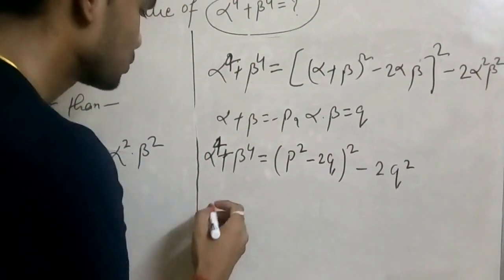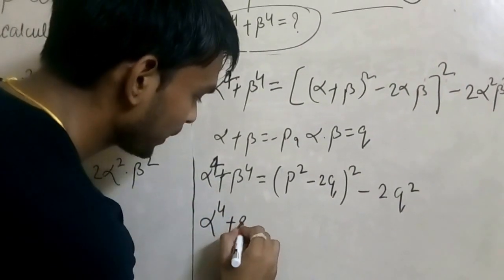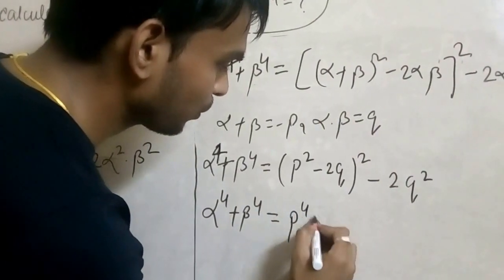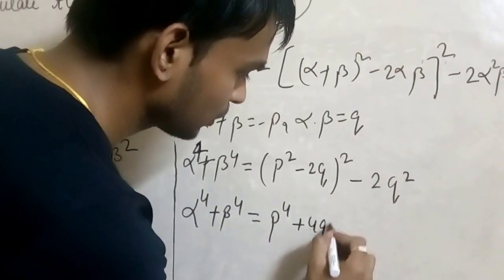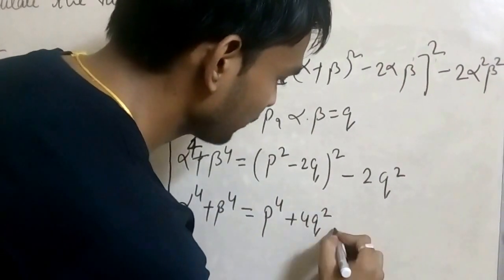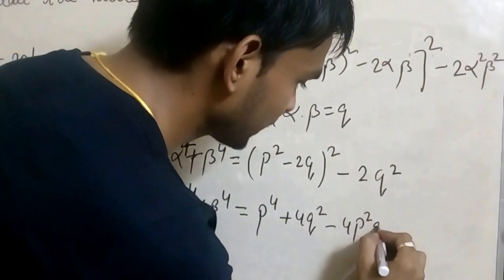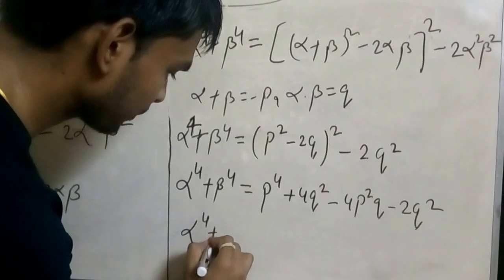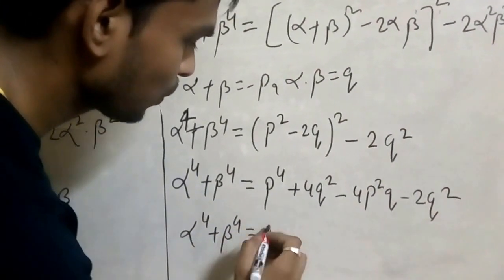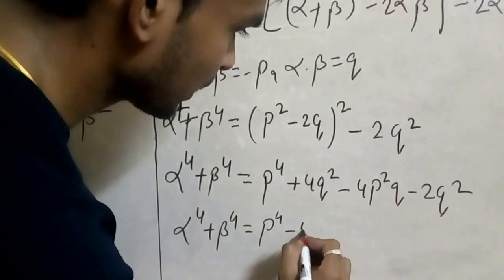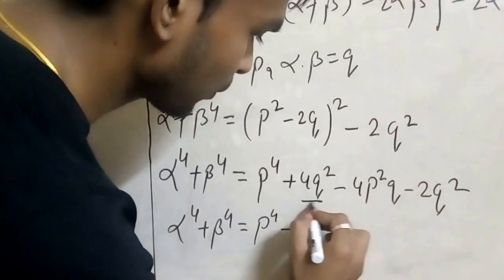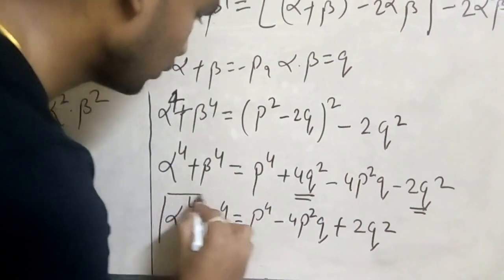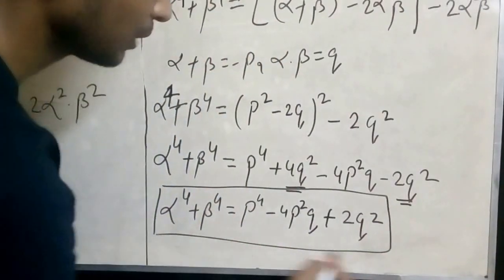Fine. Okay. So here alpha to the power 4 plus beta to the power 4 equals, if we expand this formula, then we get p to the power 4 plus 4q square and here minus 4 p square q minus 2q square. Then we get alpha to the power 4 plus beta to the power 4 equals p to the power 4 minus 4 p square q, and from this and this we get plus 2q square. This is the value of alpha to the power 4 plus beta to the power 4.